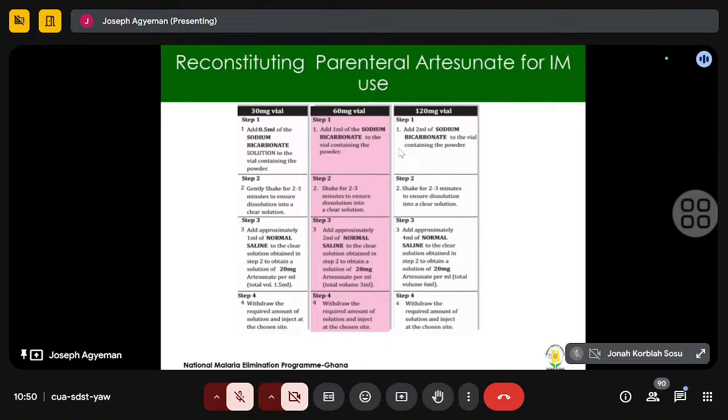Now, for each of them, we are at 0.5 mils containing 30. So from here, it is mass. So what would you suggest? Let's say if you are dealing with the IM route, your target is 20 milligrams per mil, but you are now at 0.5 mil containing 30 milligrams. Please, the one who asked the question.